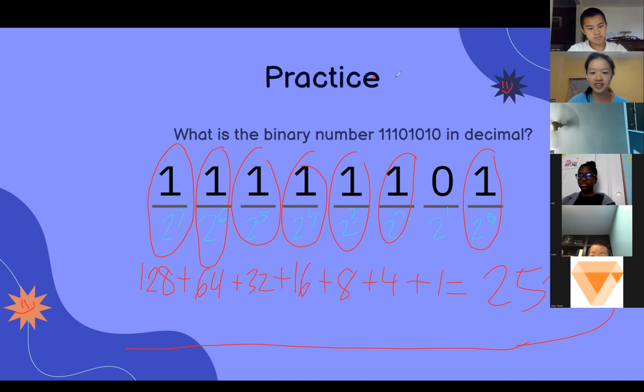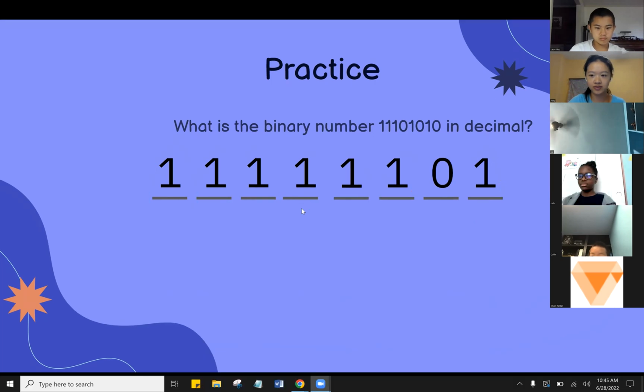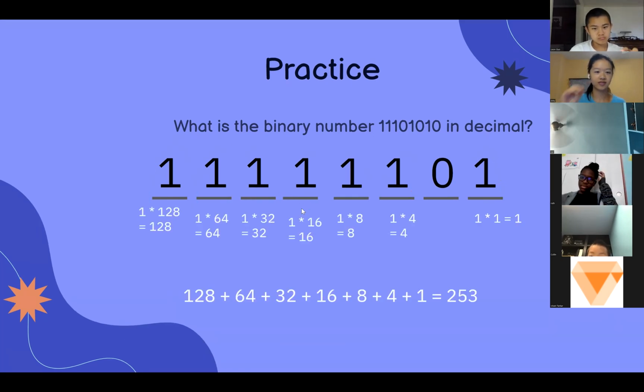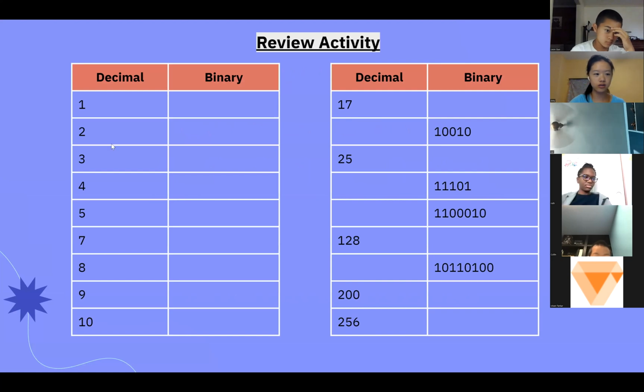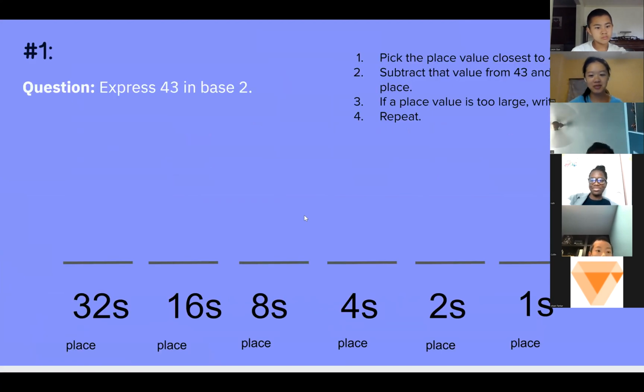Okay, good job, everyone. Should we do this practice, or do you think we can just keep going? Okay, I think we can probably just keep going because it looks like you guys have the hang of it. Do you guys want to do this practice? No, I don't want to. Okay, it will take forever. Then we will move on.